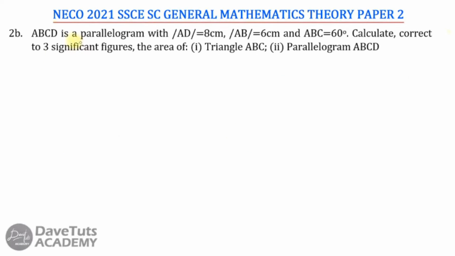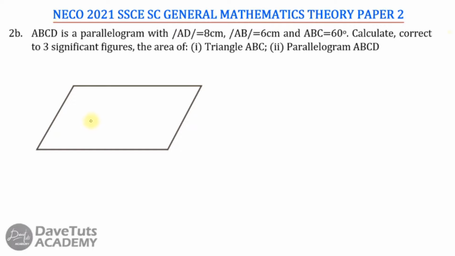In this question on mensuration of shapes, we are told that ABCD is a parallelogram with side AD given as 8 centimeters, side AB as 6 centimeters, and angle ABC at 60 degrees. We have to calculate, correct to 3 significant figures, the area of triangle ABC and the parallelogram ABCD. So that will warrant that we really understand how to put all these parameters into our parallelogram, okay?